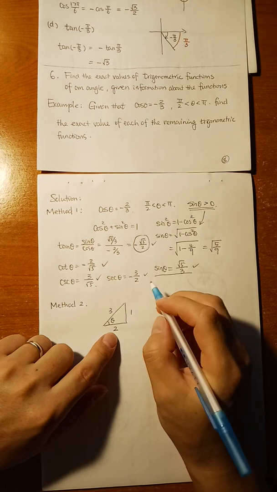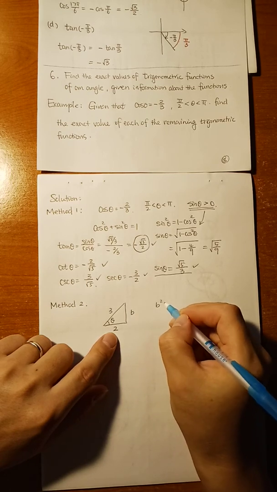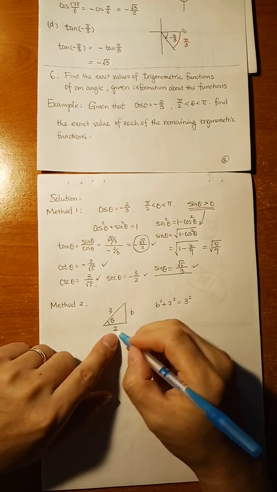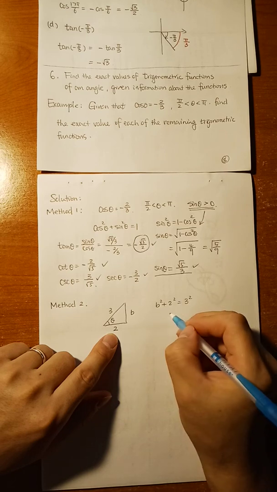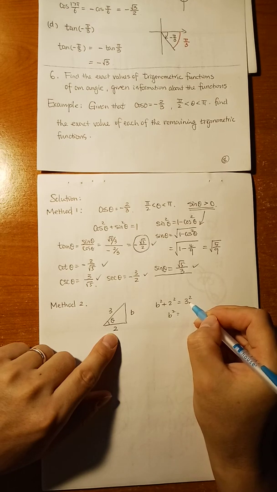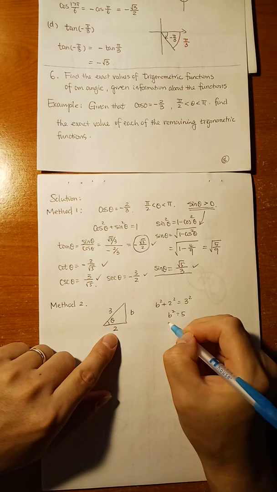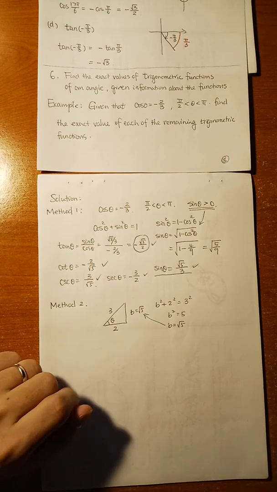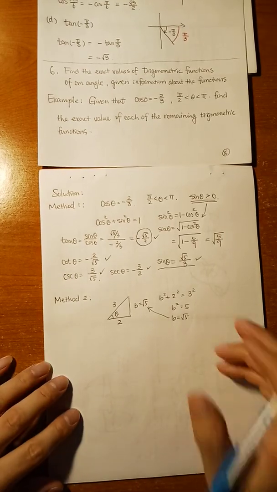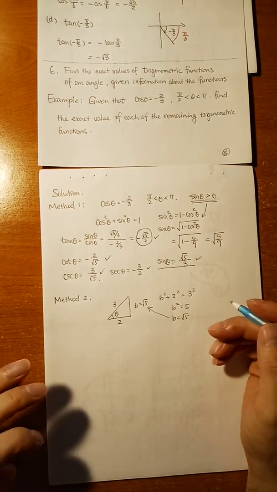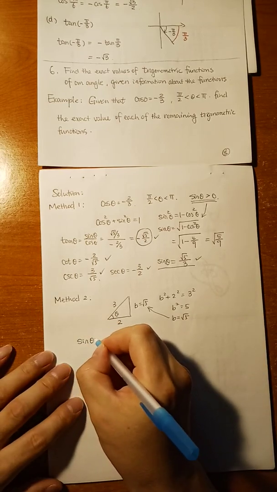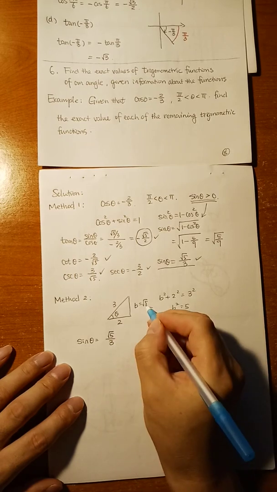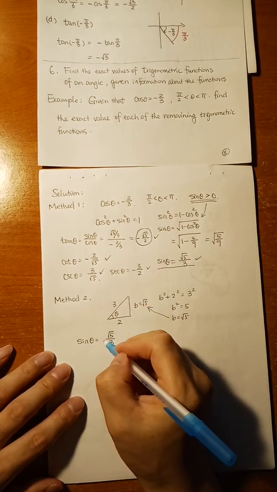By the Pythagorean theorem, b squared plus a squared is equal to 3 squared. So b squared is 9 minus 4, which is 5. So b is the square root of 5. And then let's form the trigonometric values. Sine theta is going to be opposite over hypotenuse.